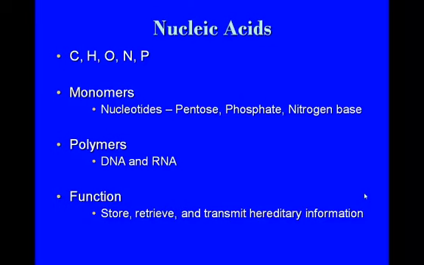Okay, now we're at our last macromolecule, which is a nucleic acid. These are made of carbon, hydrogen, oxygen, nitrogen, and phosphate. Our monomer here are nucleotides, which are pentose sugars, phosphates, and nitrogenous bases. A polymer would be several of these put together. That is what is our DNA and our RNA. What does it do? Well, it stores, it retrieves, and it transmits all of our heredity information.